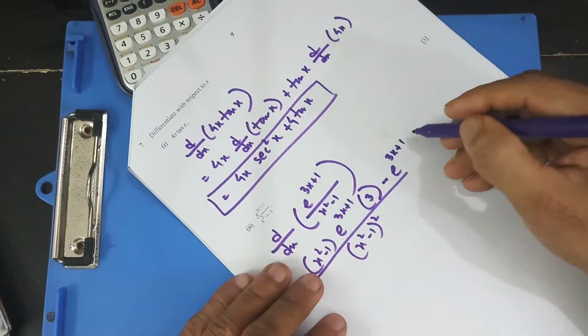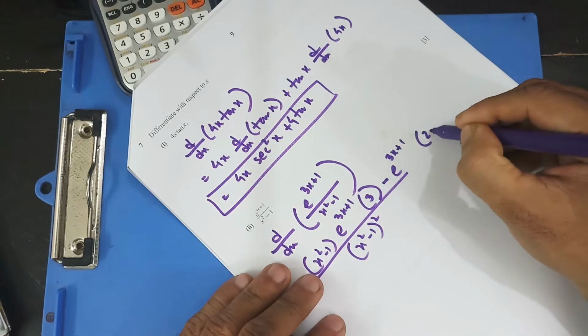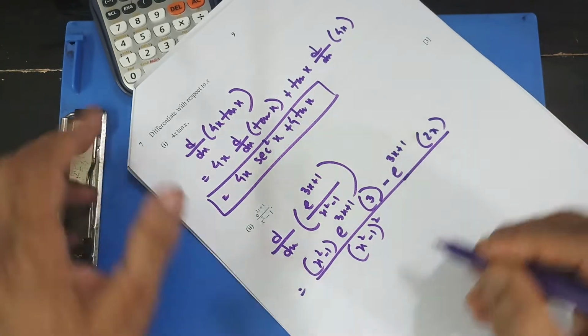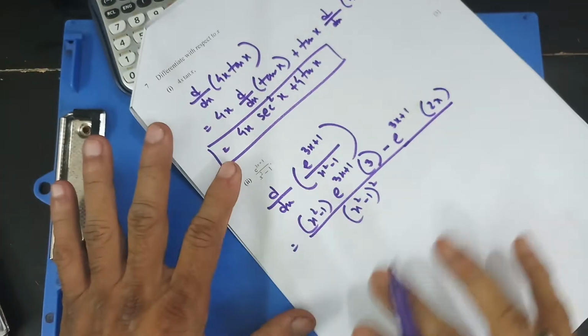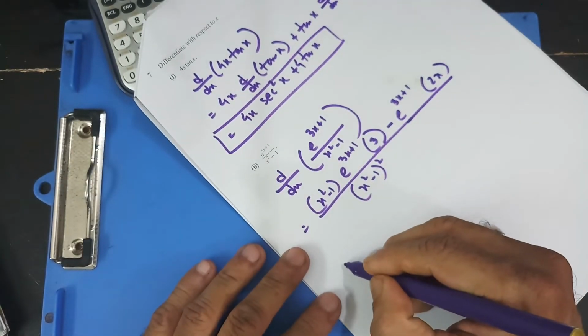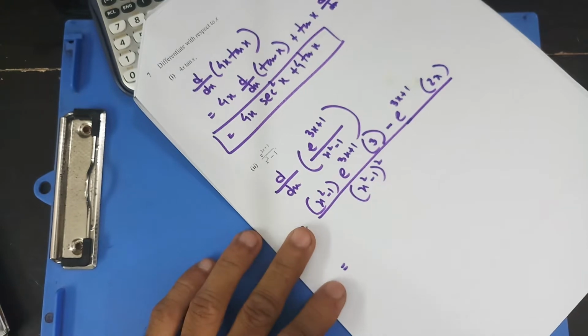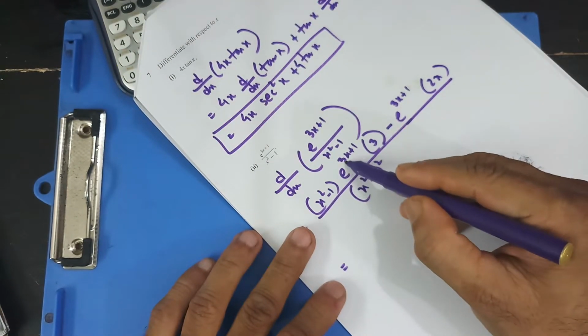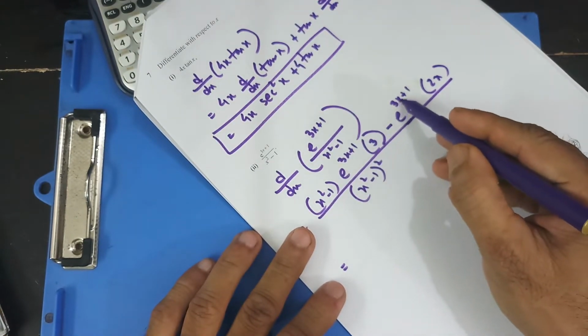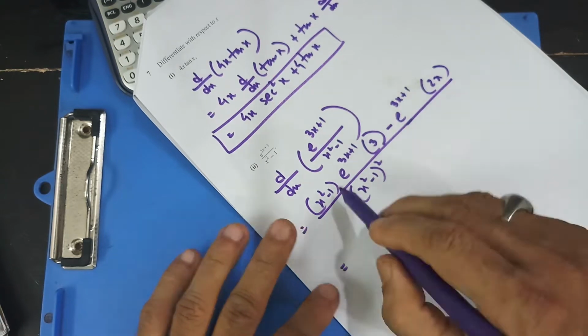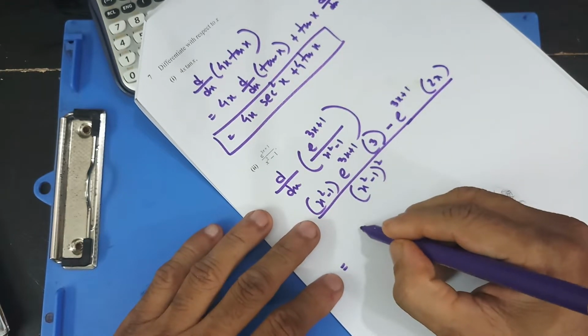That should be 2x. Okay, so my differentiation is done. You can keep the answer like this, or sometimes you can simplify it a little bit. What do I mean by that? See that e to the power 3x plus 1, and over here you have 3 e to the power 3x plus 1. Let me show you what you can do.